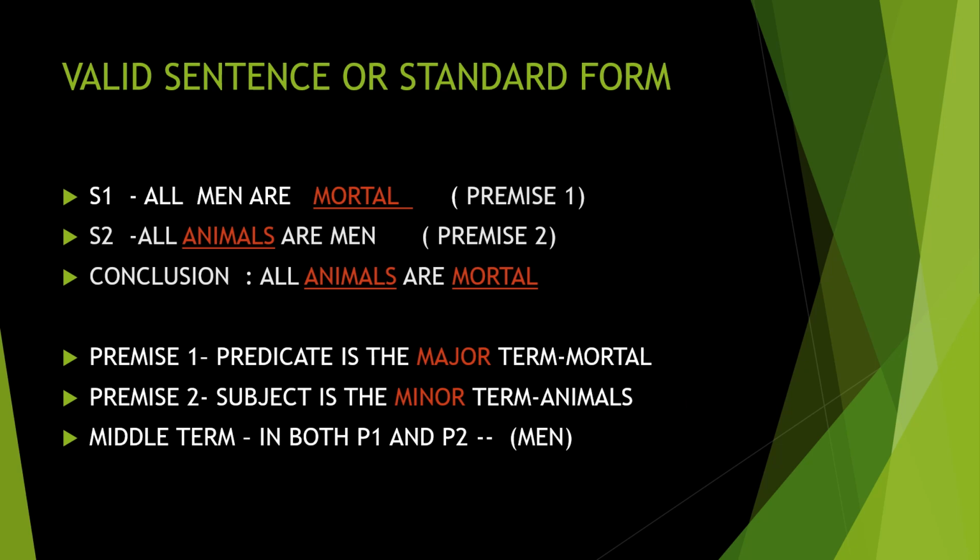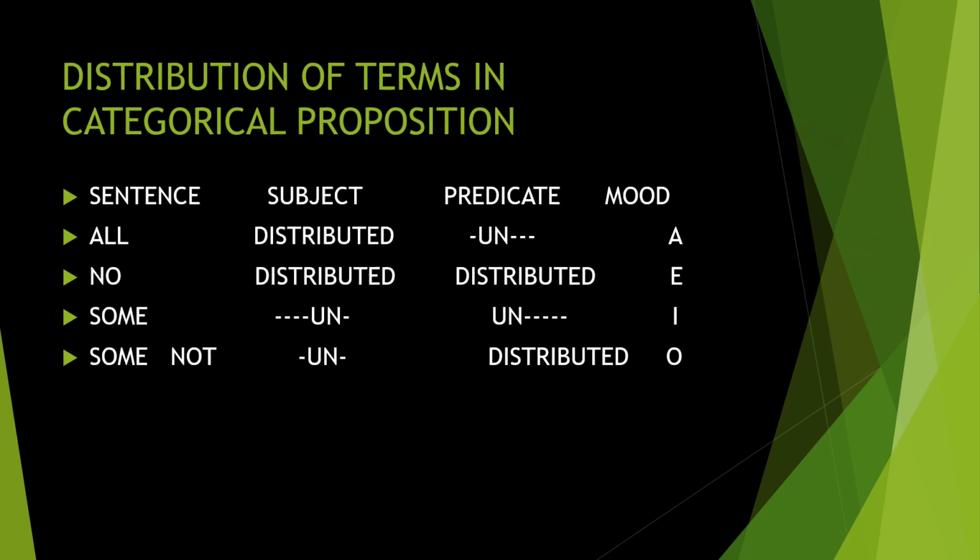Now we can see the extended form of it. The distribution of terms in a categorical proposition, which I have told you earlier. When a sentence starts with all, the subject is distributed. If the sentence starts with no, then its subject as well as predicate are distributed. If a sentence starts with some, then for both subject and predicate there is no distribution. And if a sentence starts with some not, then only the predicate is distributed. I have given this again just to keep it in your memory.